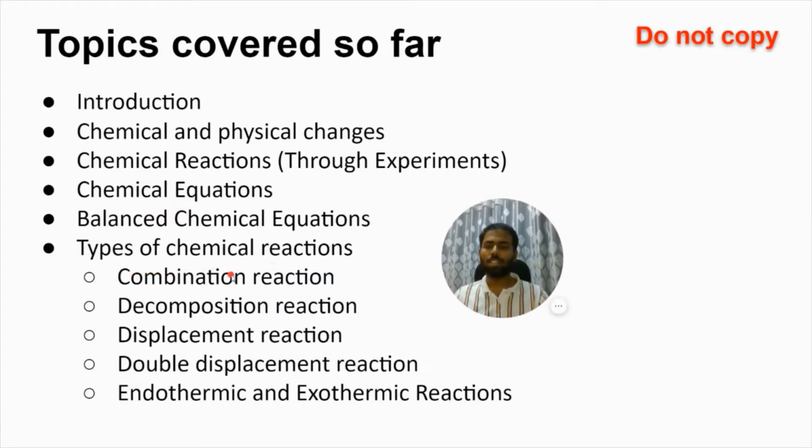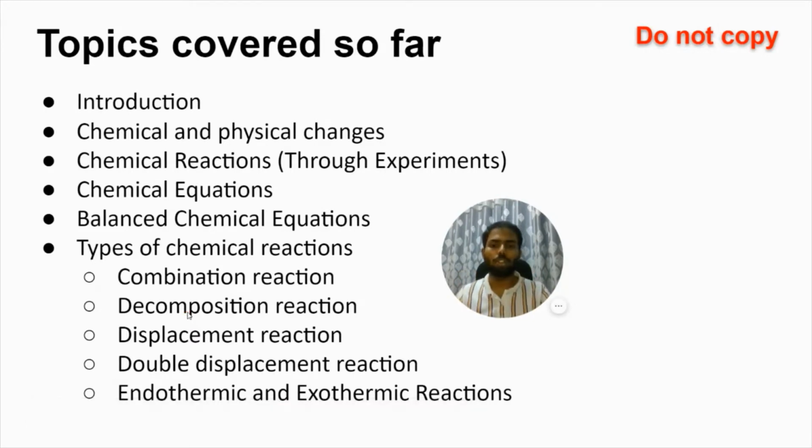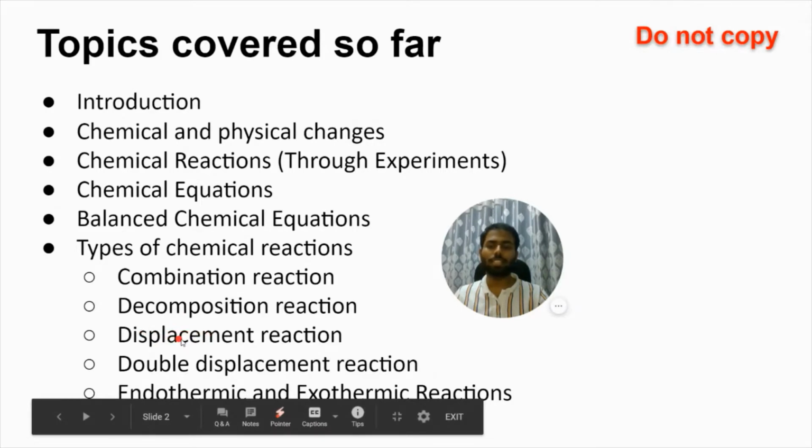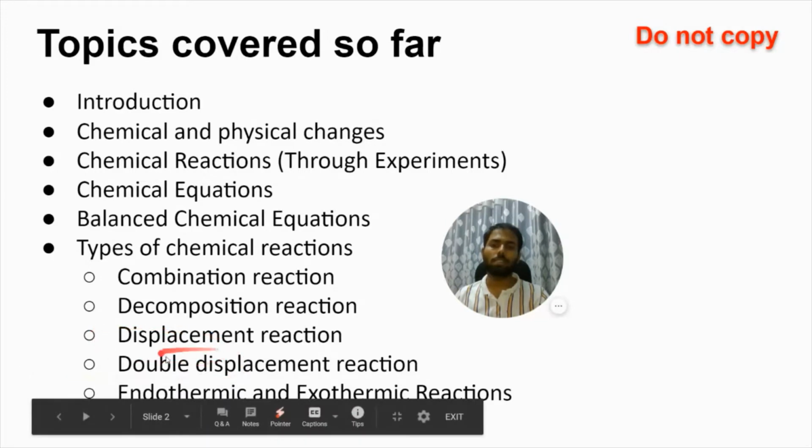We had seen combination reaction where two or more reactants combine to become one single product, decomposition reaction where one single reactant gets decomposed into smaller molecules or smaller pieces. Displacement reaction is the reaction in which one part of a reactant detaches itself from the original molecule and attaches itself to some other molecule or atom. Okay, so that is displacement reaction.